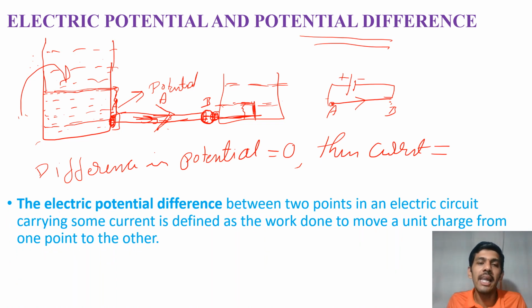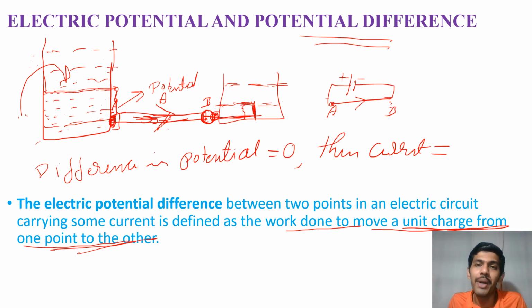The electric potential difference between 2 points in an electric circuit carrying some current is defined as the work done to move a unit charge from one point to the other point. What is the potential difference? The definition of potential difference is the work that has to be done to move a unit charge. We have already studied about the charge.